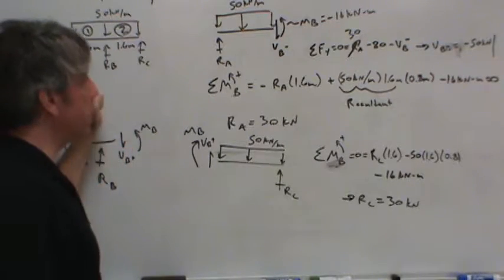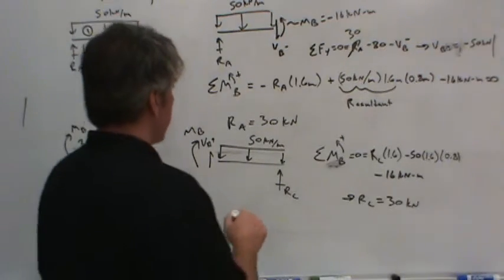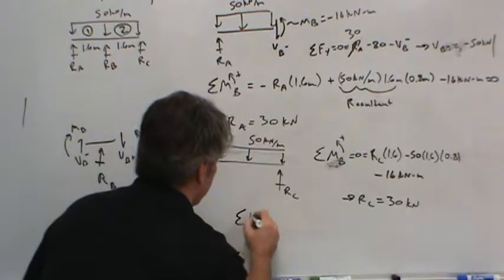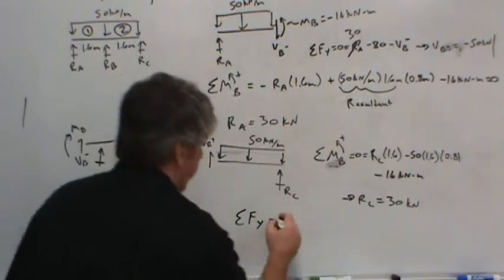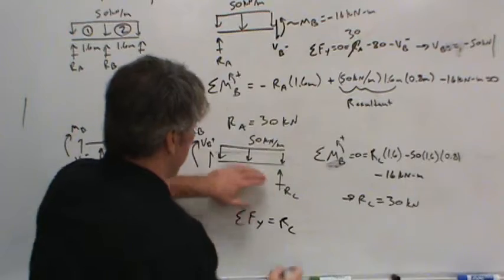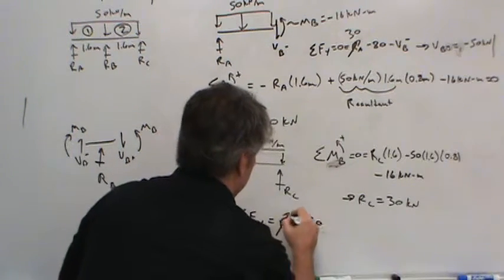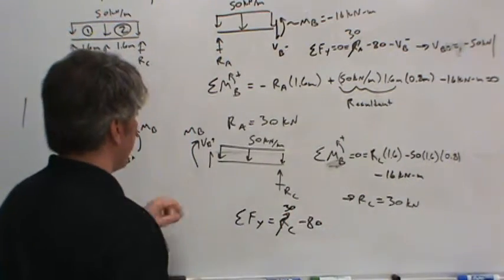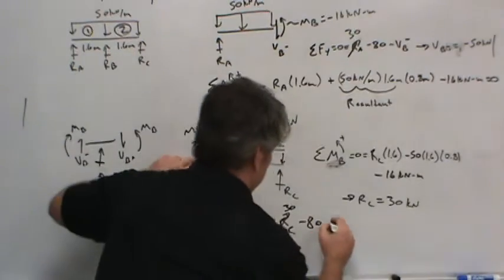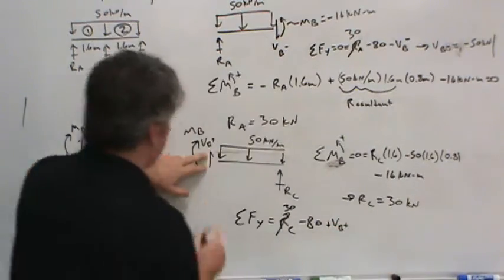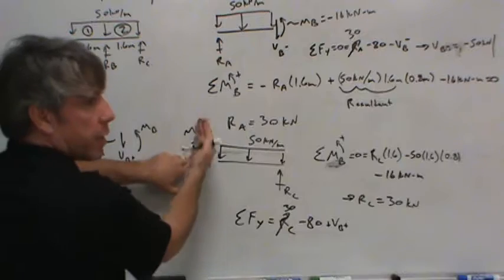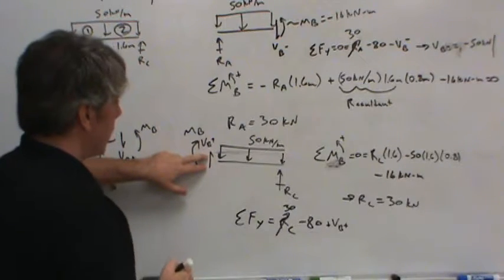Because RB should be pushing up. What if I did the same thing with this segment? Could I sum forces in the y direction here? Sure. We'd have RC minus 80. Of course, RC is still 30, right? And then here I've written it as plus VB on the plus side of B. I've written it in the positive y direction, right?